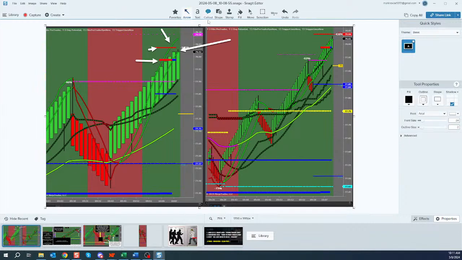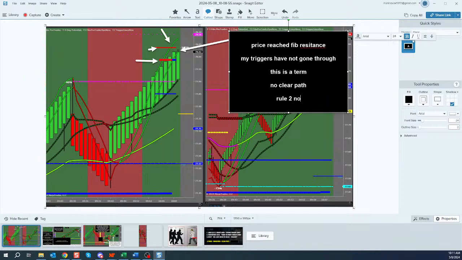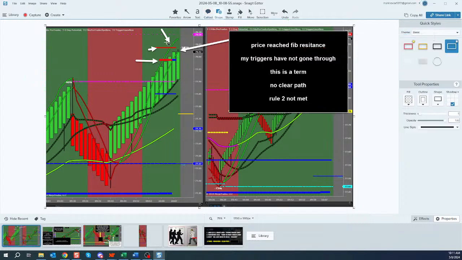So guys, let's go through and let's annotate again. Price reached Fibonacci resistance. My triggers have not gone through. This is a term. No clear path. Rule 2 not met. Does that make sense to everybody? It's the exact same picture, isn't it? And look at that. I could even do that.